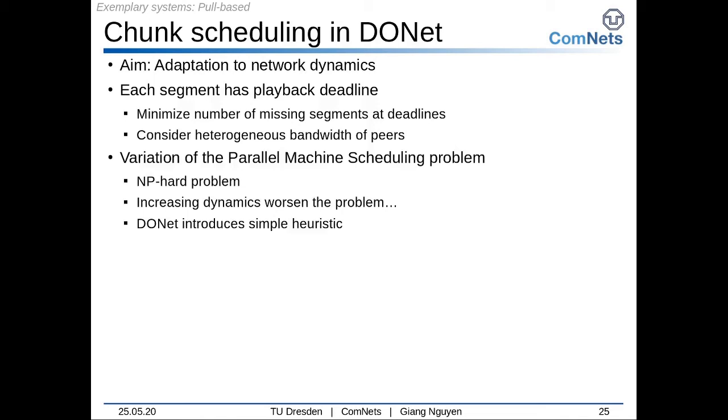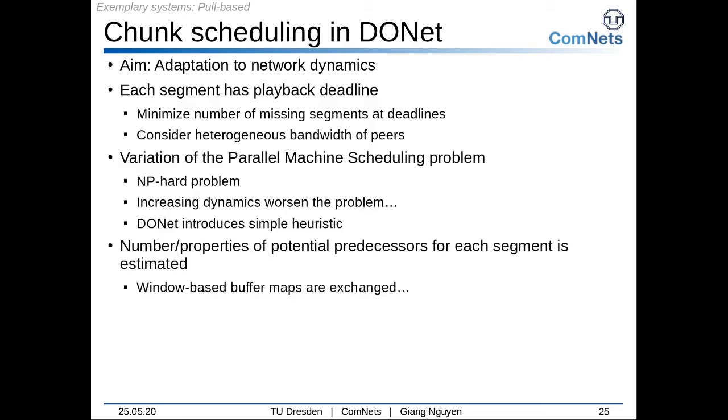Since one particular peer has to request from several partners at the same time, the problem is similar to a parallel machine scheduling problem, and therefore it is NP-hard. And in the presence of peer dynamics, joining and leaving all the time, the problem is even more difficult. Therefore, in order to relax the problem and to solve it, DONET introduces a simple heuristic.